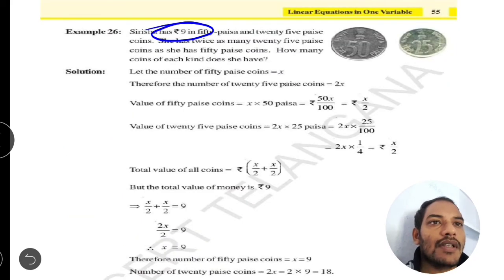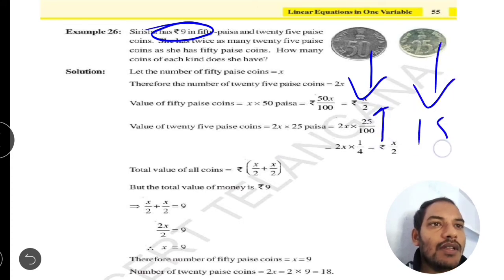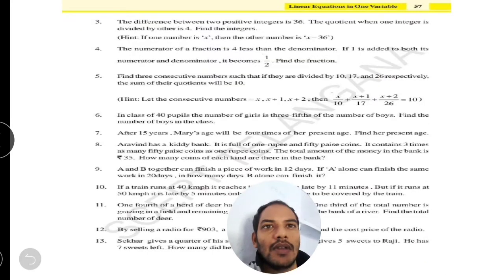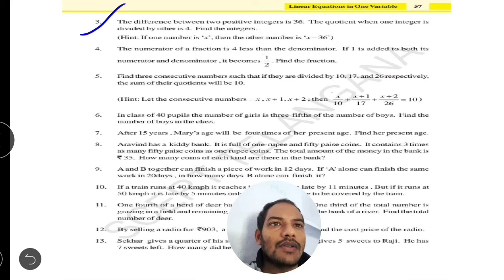So in the question he asked the same: how many coins of each kind does she have? So 50 paise coins 9 and 25 paise coins 2 into 9, 18. Next, coming to the exercise, third problem: the difference between two positive integers is 36. The quotient when one integer is divided by the other is 4. Find the integers.